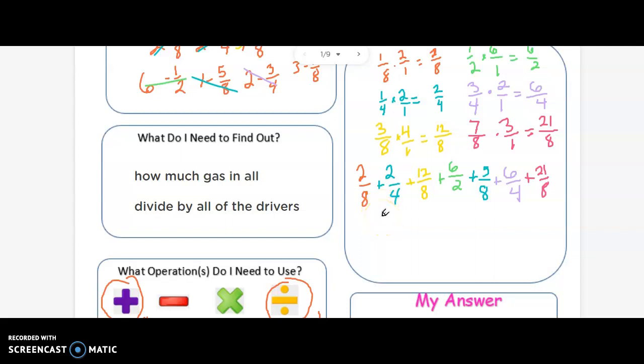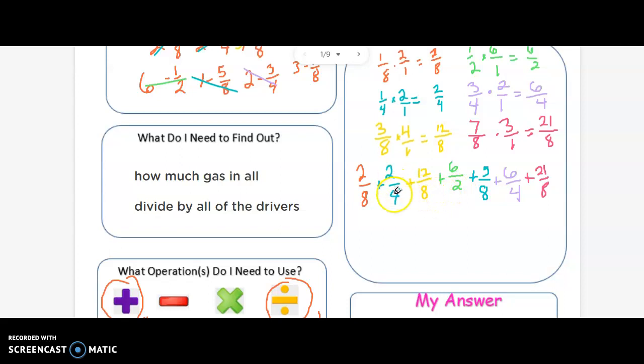We can't add when we don't have the same denominator. Most of them are pretty close. We've got 8, 4, 8, 2, 8, 4, and 8. We have to find the LCD, the least common denominator. Well, in this case, I know that 8 is going to be the least common denominator. It's already the denominator for several of our fractions. I know that 4 is a factor of 8, and so is 2.